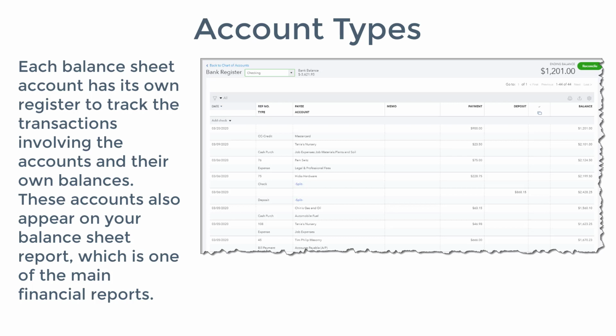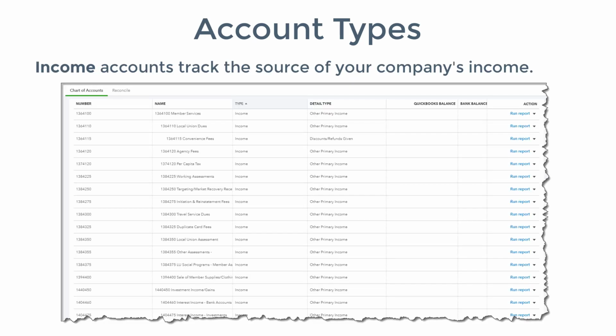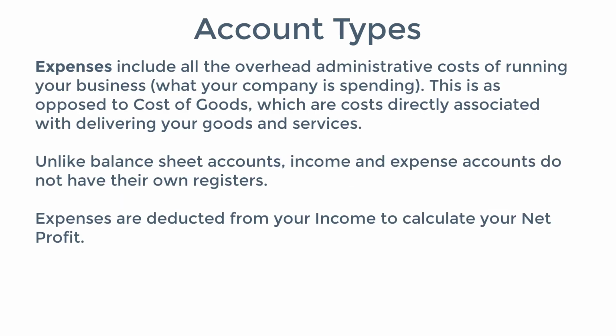After the balance sheet accounts come the income statement accounts. Income accounts track the source of your organization's income, such as membership dues or sale of hats or shirts. Expenses are what you spend, including the administrative costs of running your business. Unlike balance sheet accounts, income and expense accounts do not have their own registers. Expenses are deducted from your income to calculate your net profit.